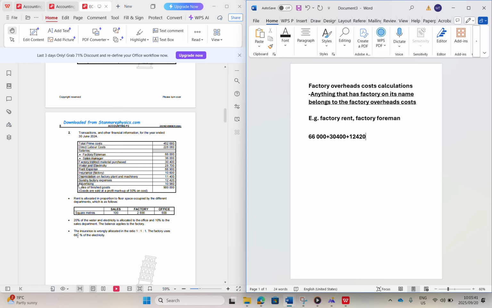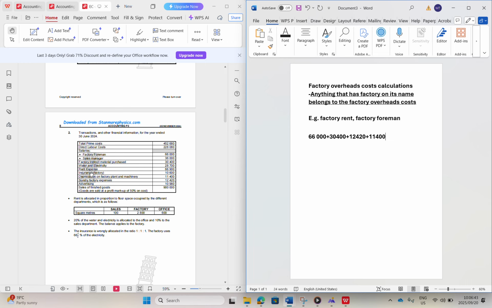Then we have advertising, there's no factory here, and advertising belongs to selling and distribution costs. And we have depreciation on factory plant and machinery, it has factory on it, it's 11,400. Then what do we have? We did factory rent or insurance, depreciation, sundry. Then yeah, we are done. Now we are doing calculations.